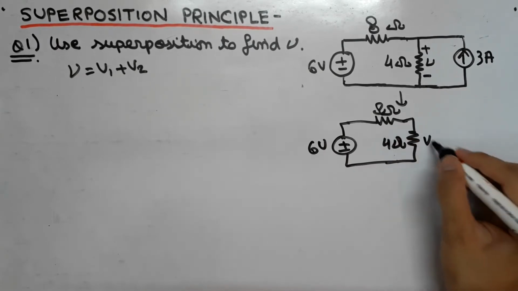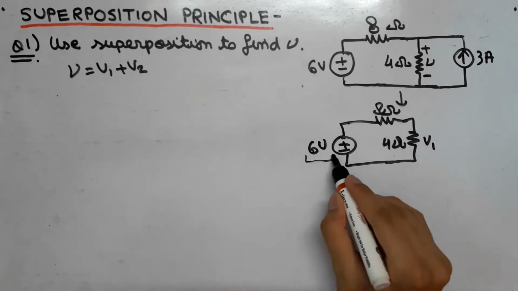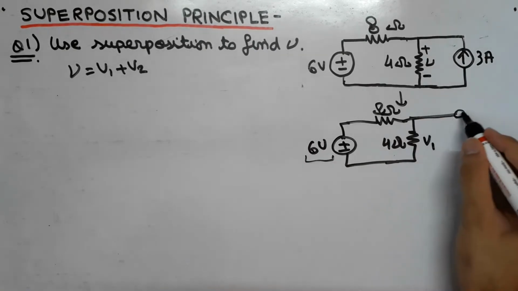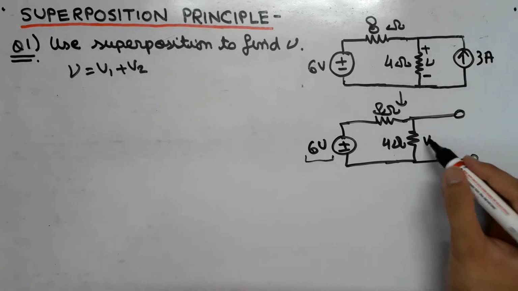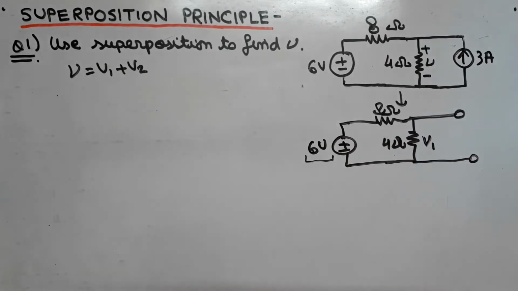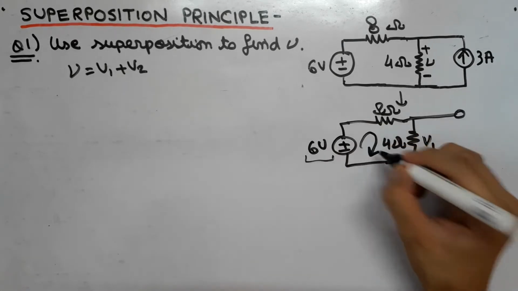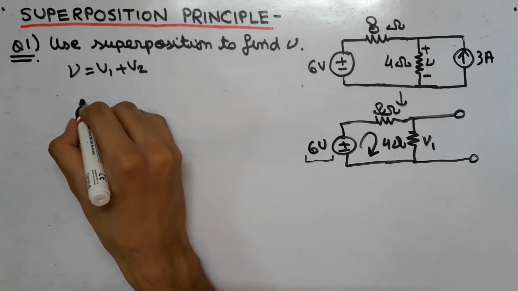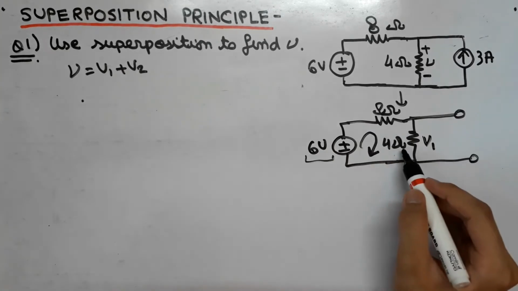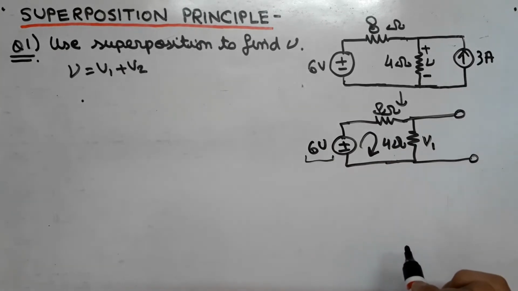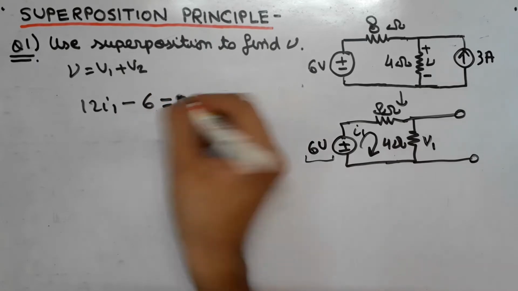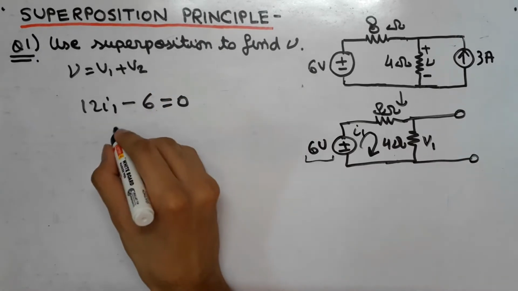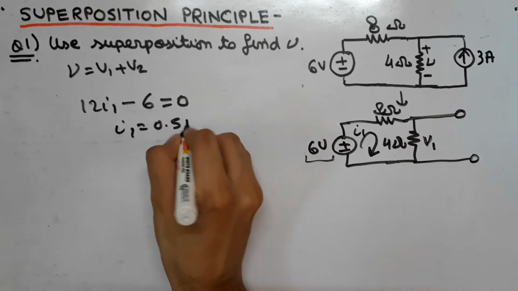Now we will find V1. V1 is the contribution due to the 6 volt source. We remove the 3 ampere current source, that is, we open circuit it. In the loop we apply KVL. We can add these two resistances and we get 12, that is 12 ohms, and consider that I1 is flowing through it. So we can write 12 I1 minus 6 is equal to 0. So I1 comes out to be 0.5 ampere.